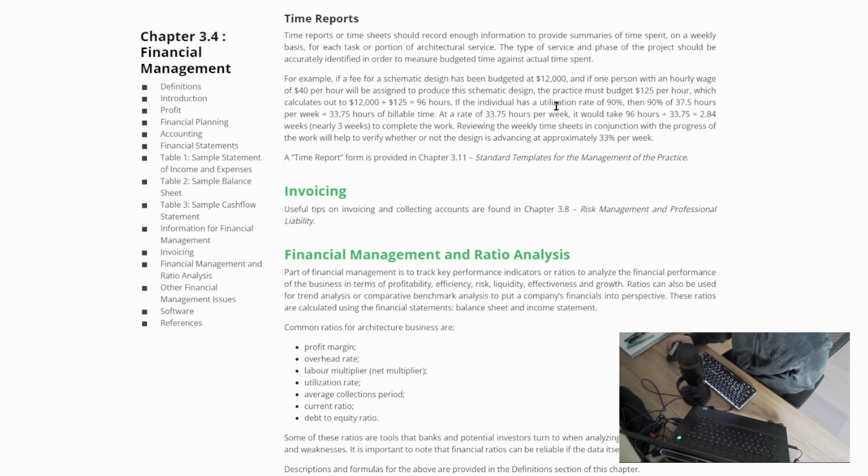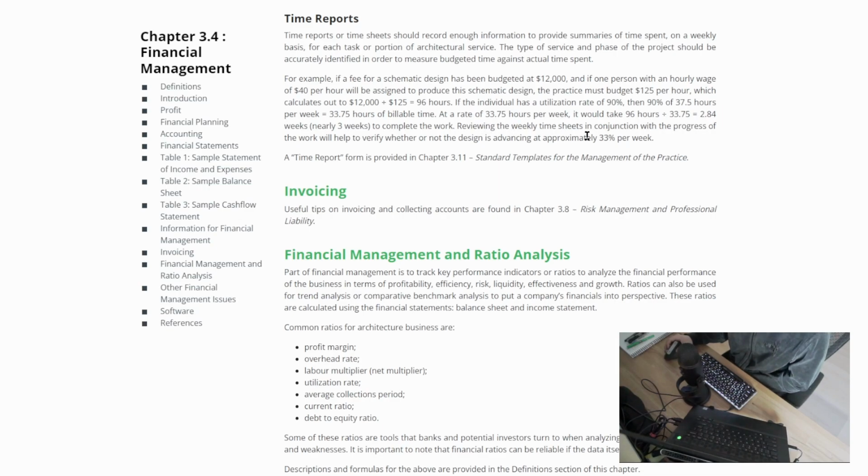If the individual has a utilization rate of 90%, then 90% of 37.5 hours per week equals 33.75 hours of billable time. At a rate of 33.75 hours per week, it would take 96 hours divided by 33.75, which equals 2.84 weeks, nearly 3 weeks, to complete the work.